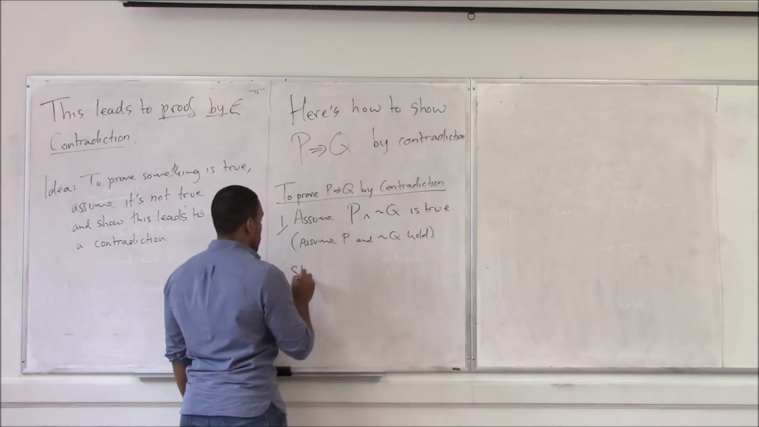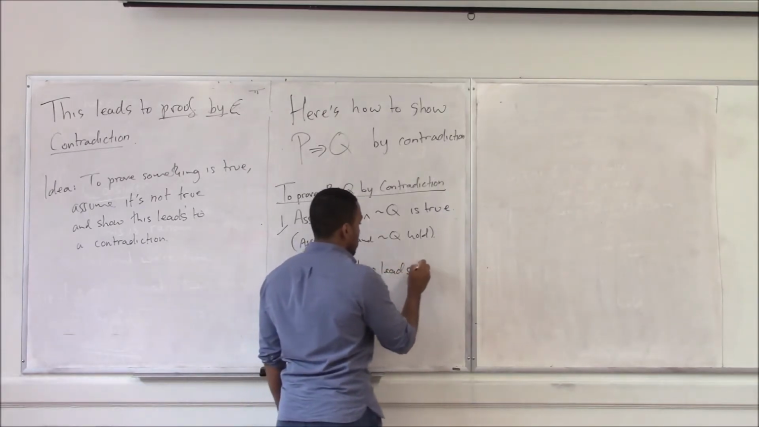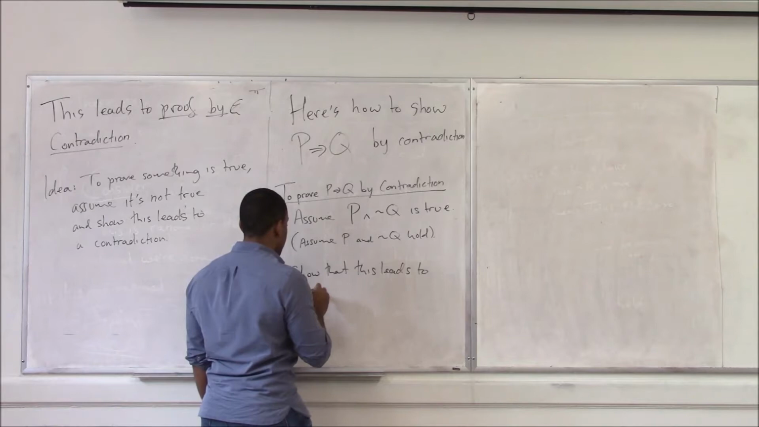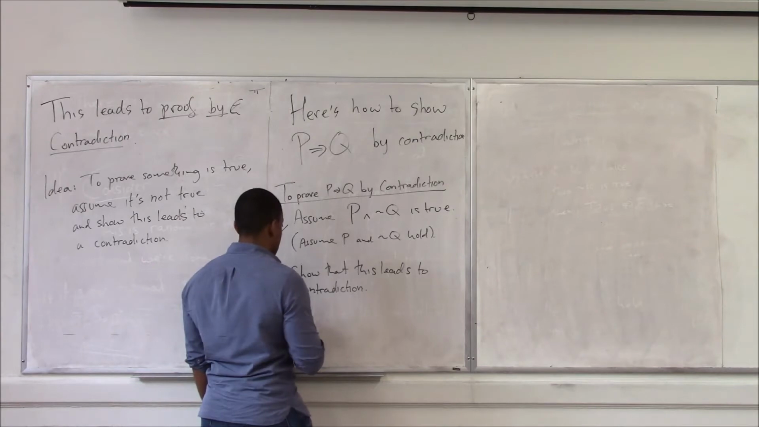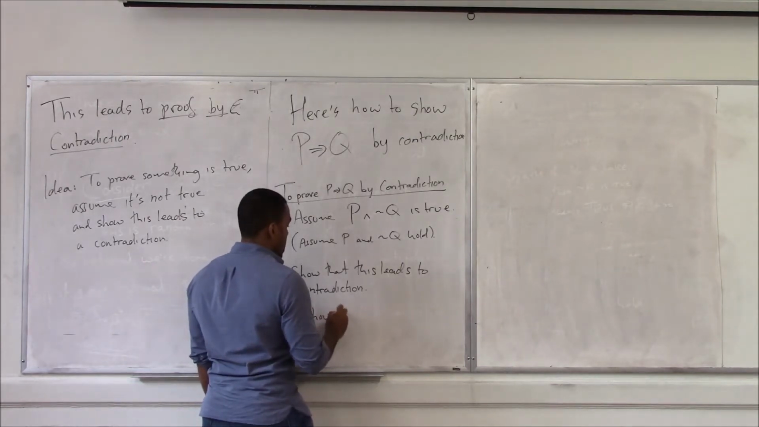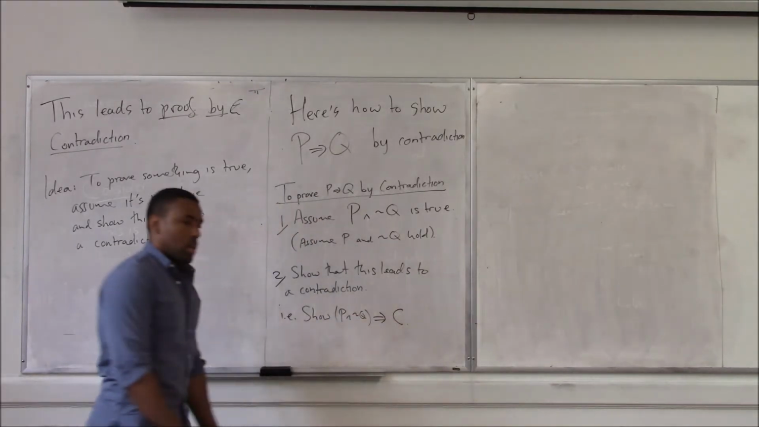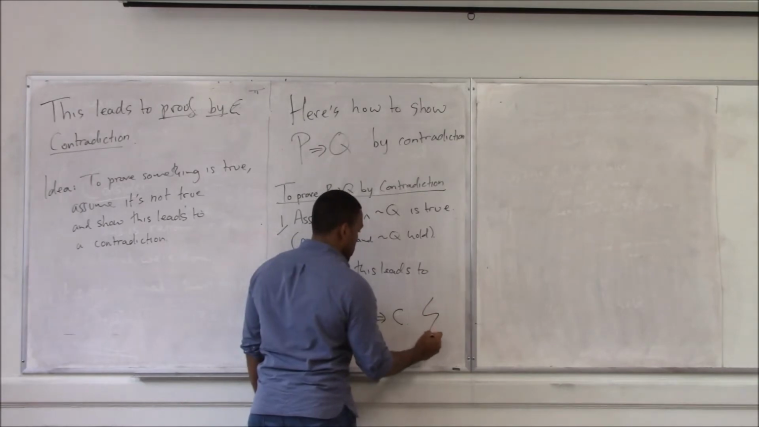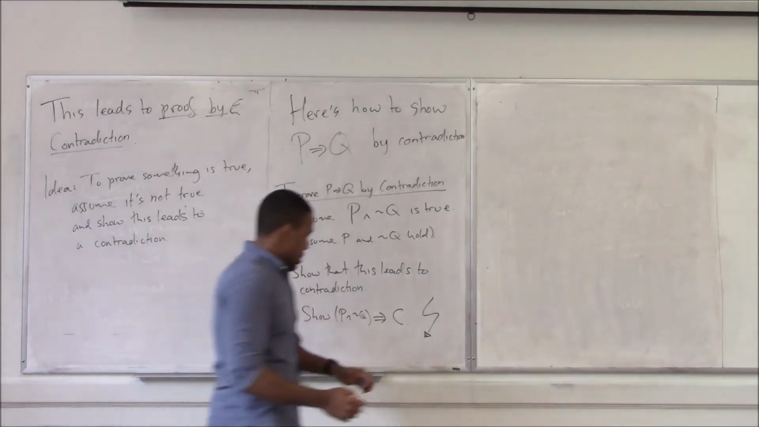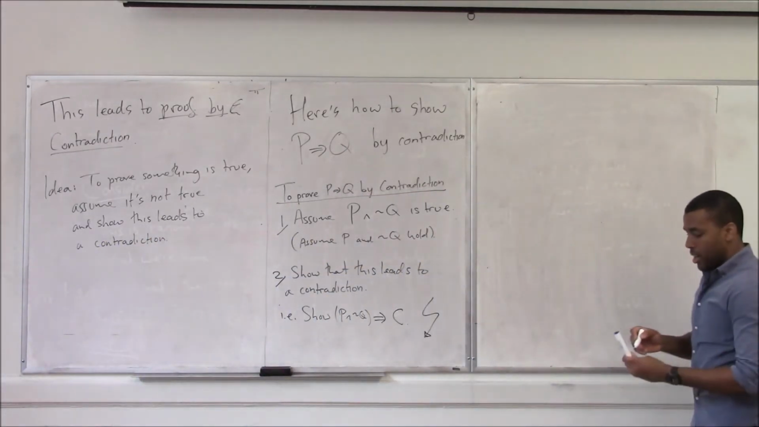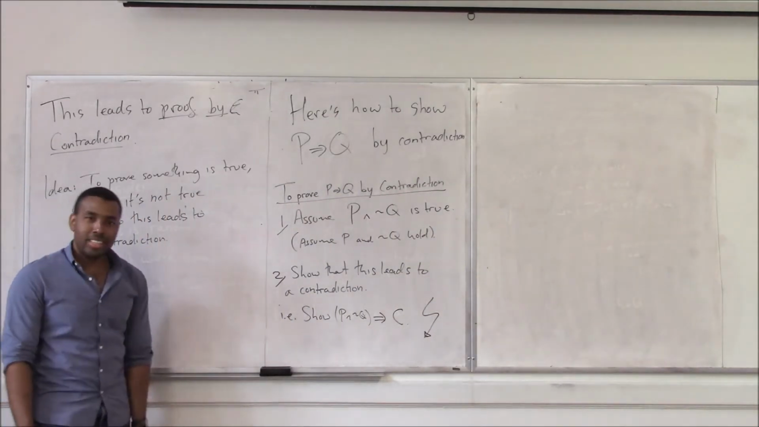Step 2, show that this leads to a contradiction. I.e., you want to show that P and not Q implies some contradiction, and when that happens, lightning strikes and it's impossible, so it must mean that this was true in the first place. So this technique is called proof by contradiction. Like all our proof techniques, it has 2 steps, and the kicker is in the second step.